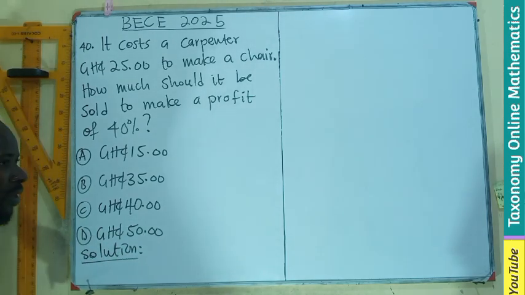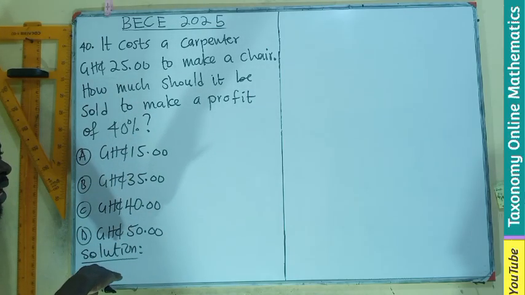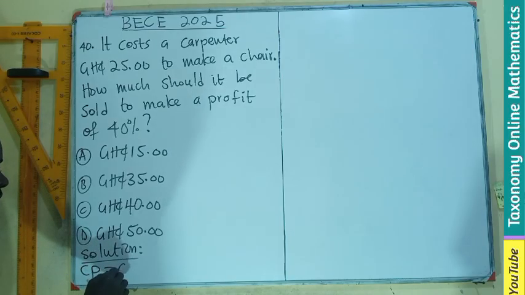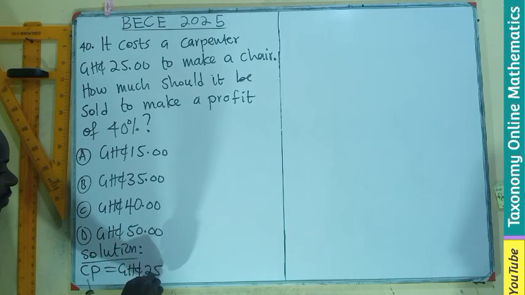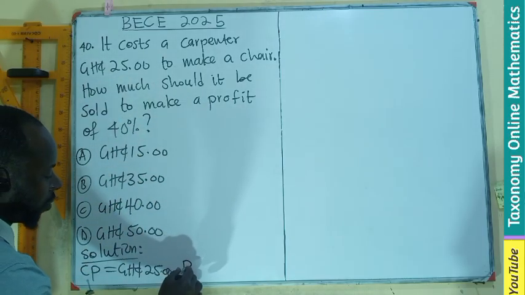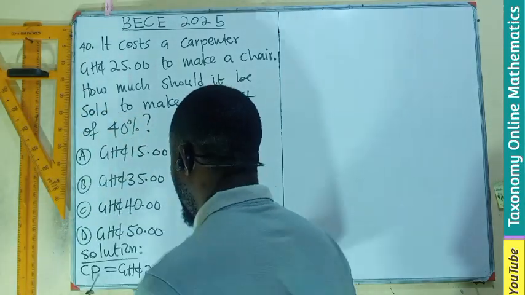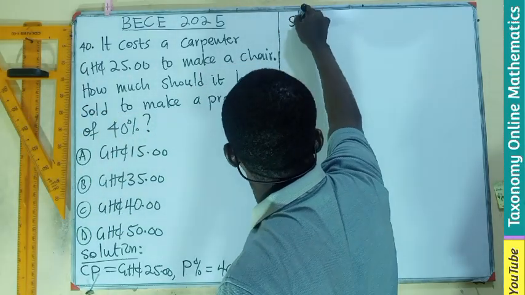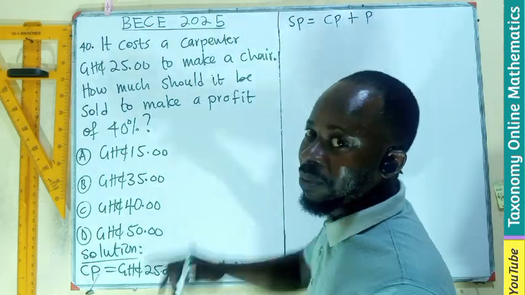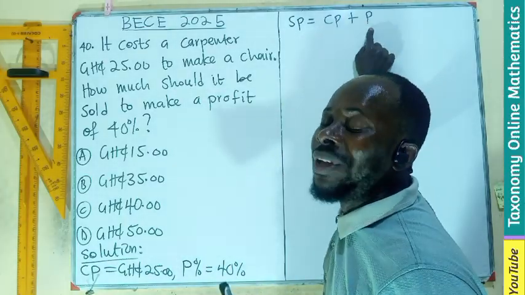If I want to think about selling price, cost price, and where we have a profit. This is the cost price, so let me say cost price equals 25 cedis. What else is given? Profit percent, which is 40. I know that selling price equals cost price plus profit, but not profit percent. So if I am looking for selling price, I just need to know what the profit is.